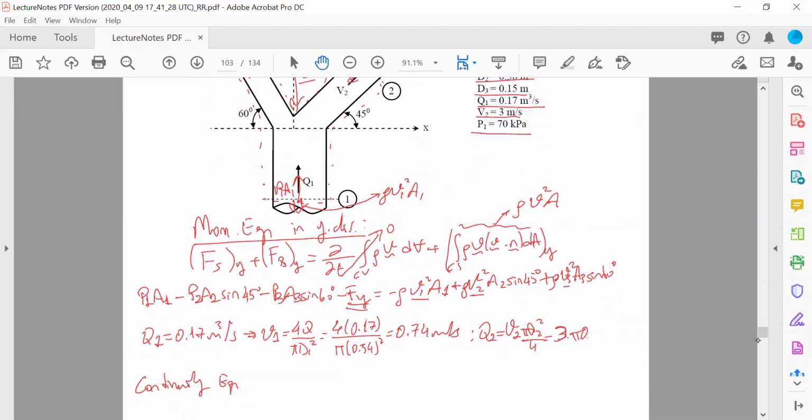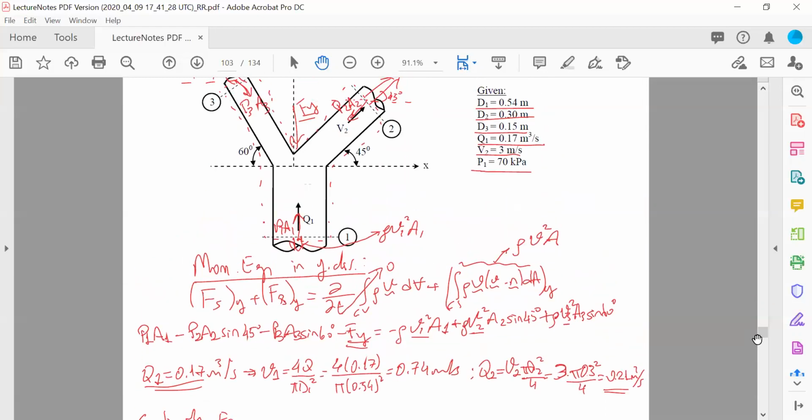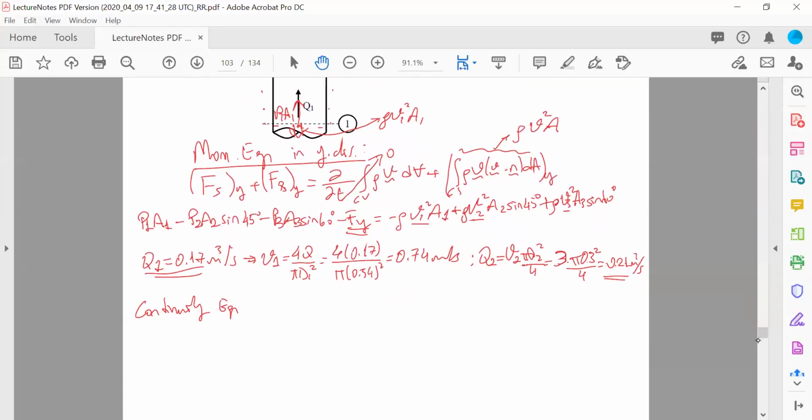3 square over 4 equals 0.21. As you see, Q1 is 0.17, Q2 is 0.21. Outflow is greater. This means that Q3 is also an inflow of 0.04 meter cube per second.